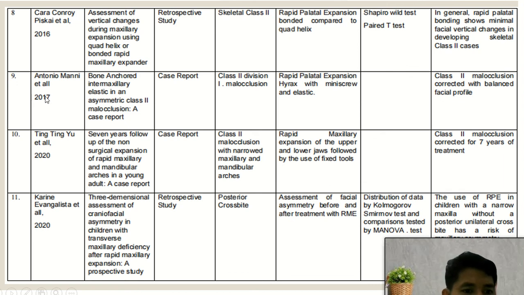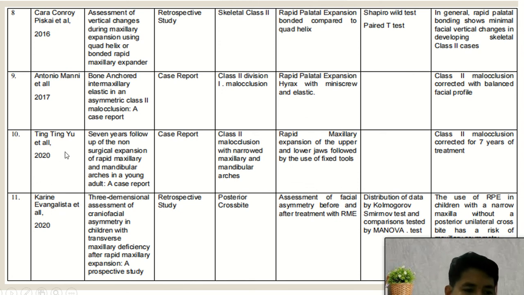9. Antonio Mani et al., year 2017. The title: Bone Anchored Intermaxillary Elastic in an Asymmetric Class 2 Malocclusion, a Case Report. Malocclusion class 2 division 1, rapid palatal expansion hyrax with mini screw and elastic. The conclusion: class 2 malocclusion corrected with balanced facial profile.